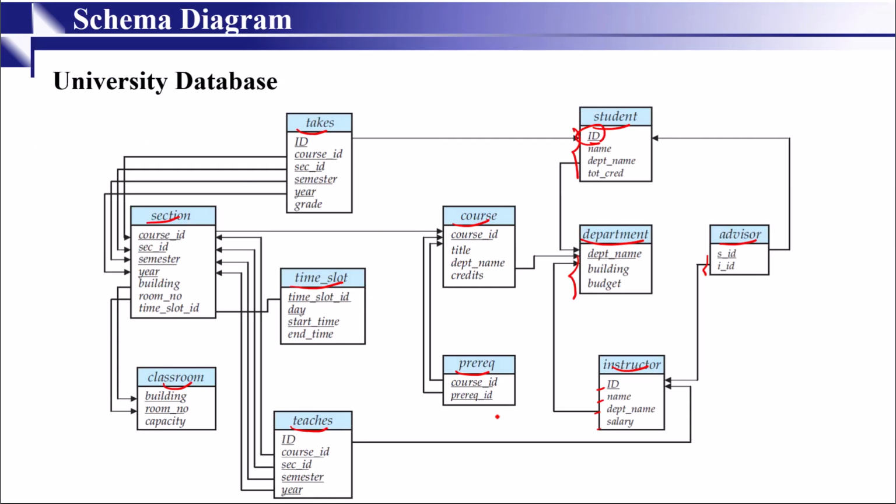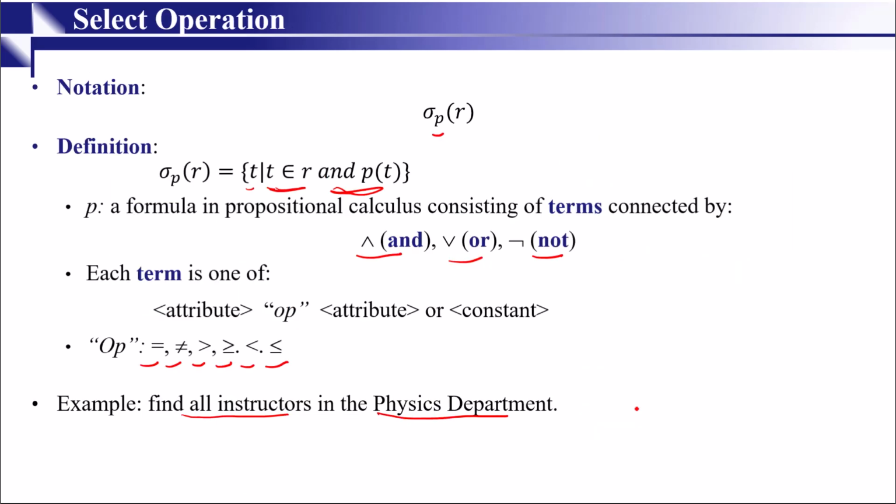For example, I want to find all instructors in the Department of Physics. As you know, in the instructor table we have instructor ID, instructor name, department name, and salary. So I want to find all information of instructors if their department name is physics. So I should go for the table instructor. Then I should go for selection, where the condition is department name is equal to physics. So selection of department name equal to physics from the instructor table.